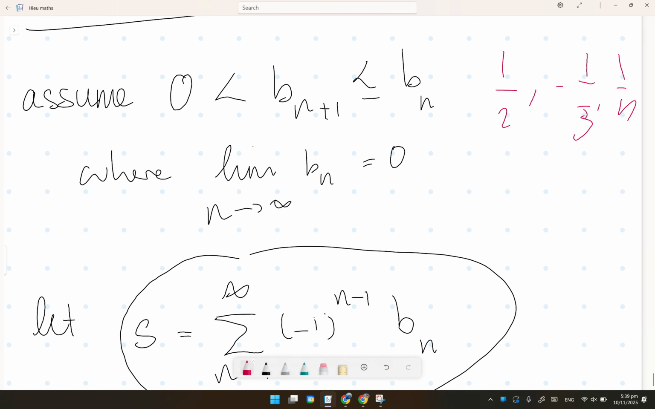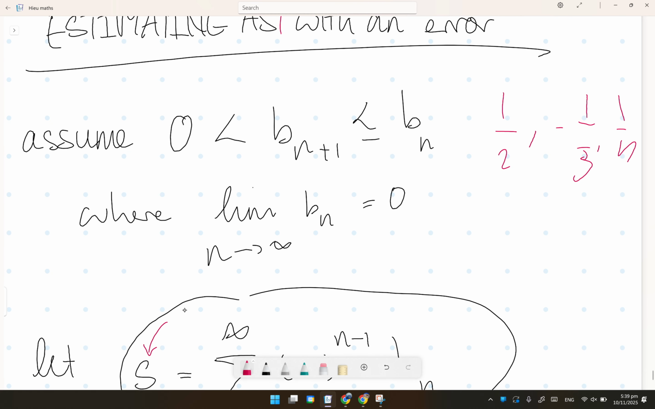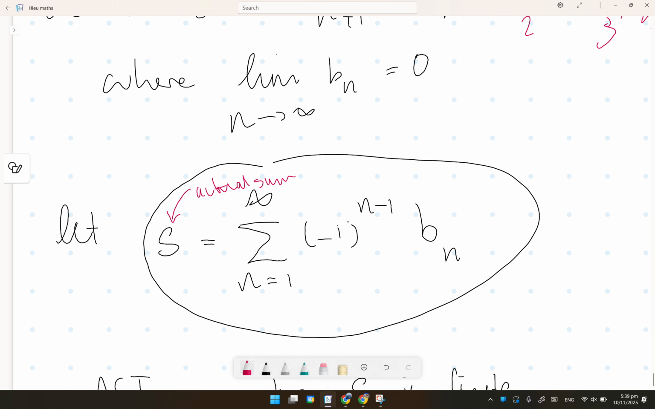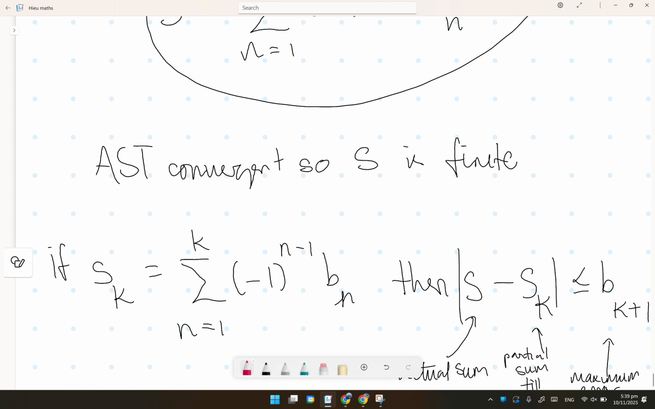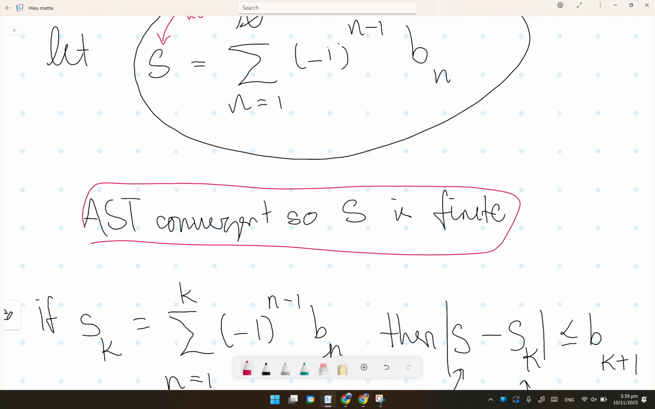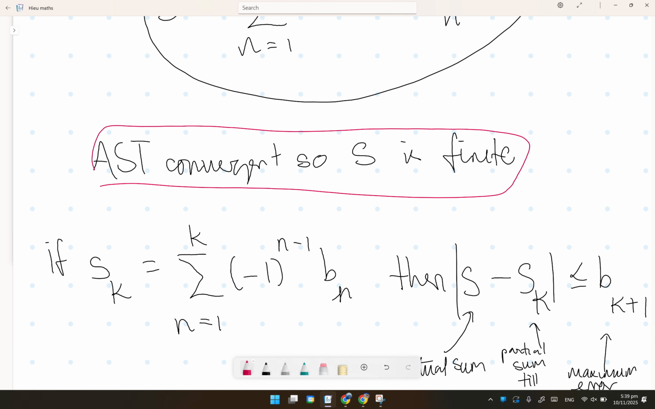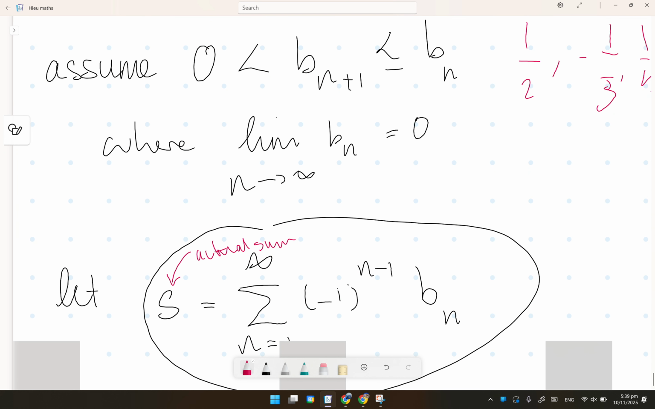So now we let the sum, the actual sum of the whole series, I'm going to name this the actual sum. The actual sum of the whole series, to infinity, is S. Now, if AST converges, so that's just saying that the conditions are true. It's a convergent series. So all those conditions we said up here are true.